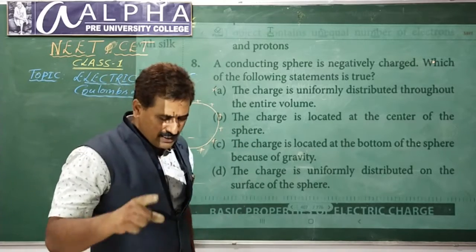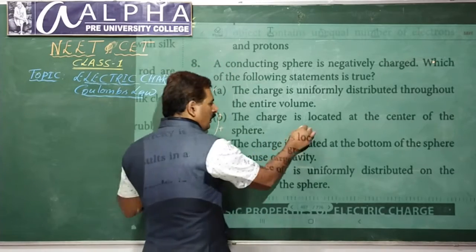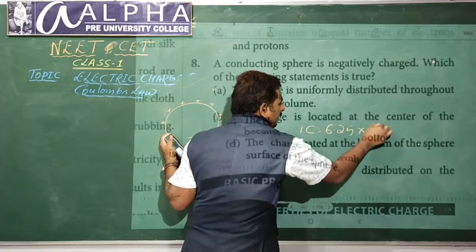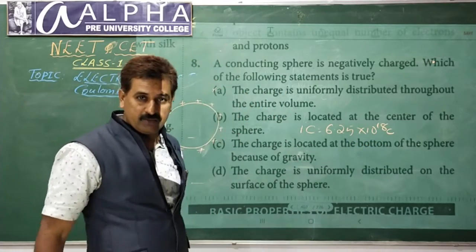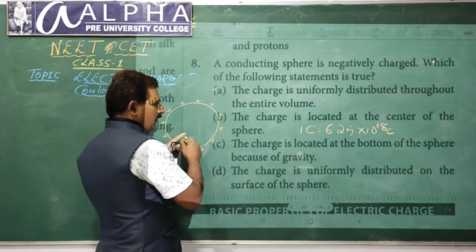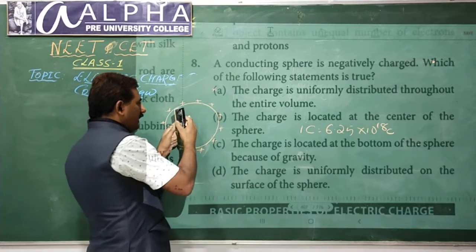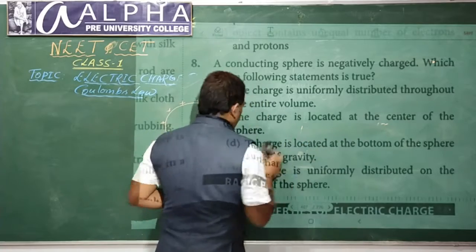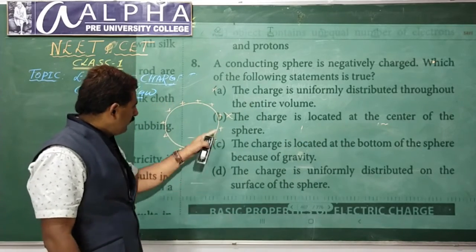Remember students, charge does not mean one electron. 1 coulomb charge contains how many electrons? 1 coulomb contains 6.25 × 10^18 electrons. As many as 10^18 electrons. Not 1. 1 coulomb charge does not mean 1 electron. It is a heap of electrons, a lump of electrons. Due to mutual repulsion, they come over the surface. So option B is also wrong. It will not be at the center, it will be on the surface.